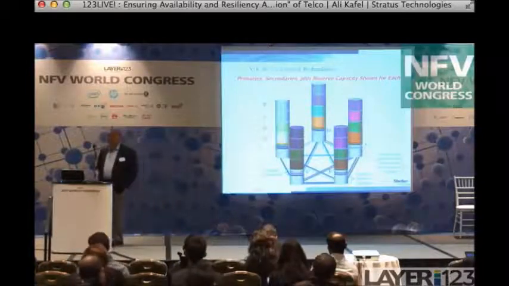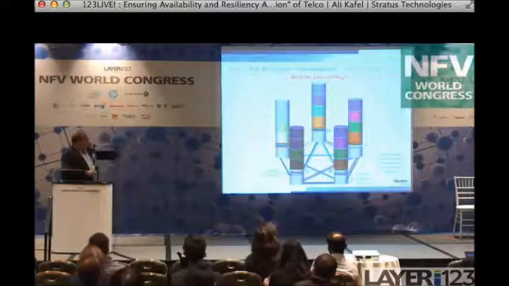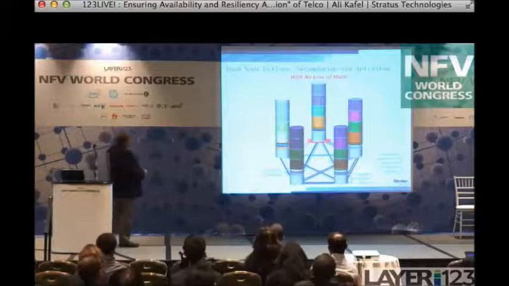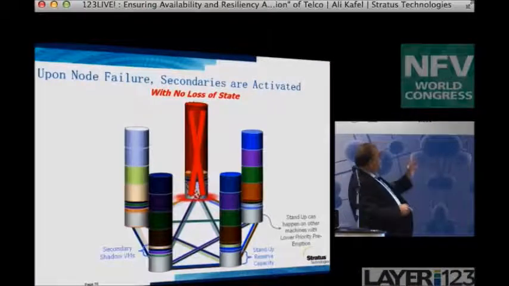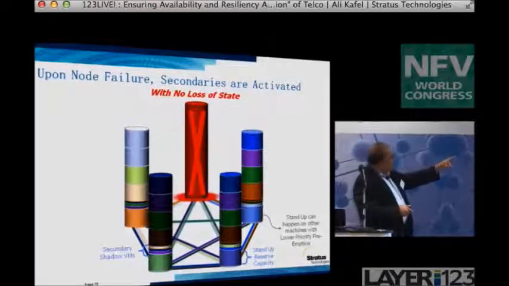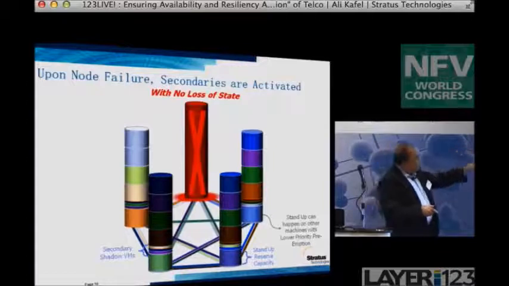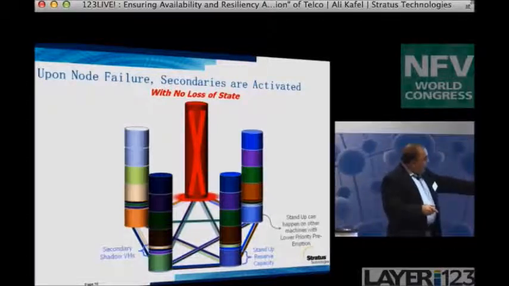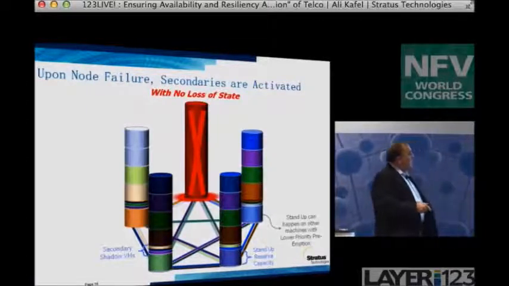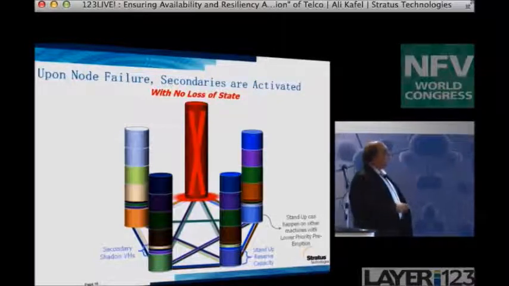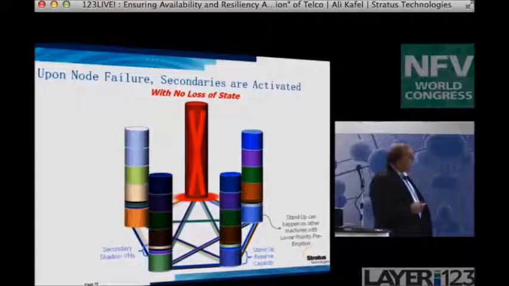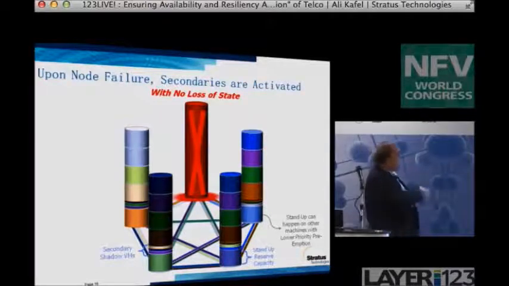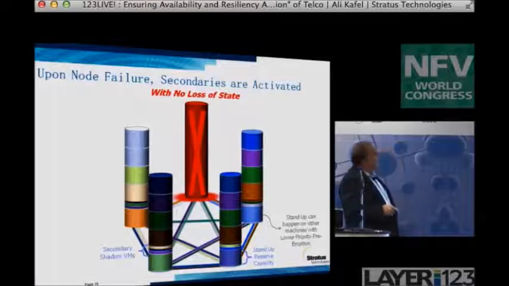So if a failure were to happen, let's say that middle server fails, what we do is we take that server out of service, and if you notice, all of the VMs that were on that server are now awoken. The secondary VMs on the other physical servers are woken up, and because we had reserved some stand-up capacity, we don't have any loss of state and any downtime whatsoever.